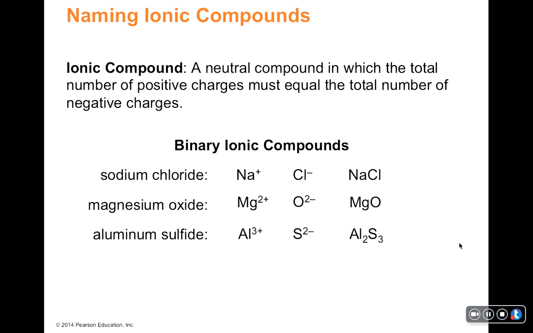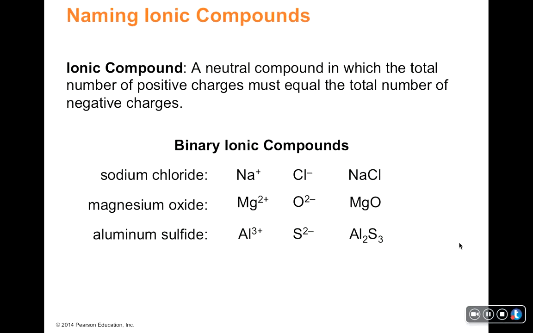So always make sure that you go back and divide through by any number that you can to make those the smallest ratios. And then go back and make sure that those charges do in fact cancel each other out. I guess I should have mentioned that those subscripts that you see there are indicating how many of each of those things you have. And ones are not written. So NaCl means 1 Na and 1 Cl. MgO means 1 Mg, 1 O. Al2S3 means 2 aluminum and 3 sulfur together in that compound.